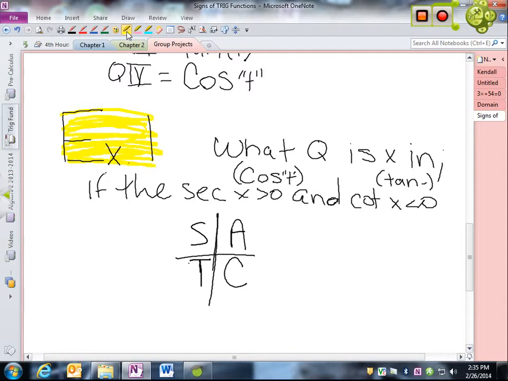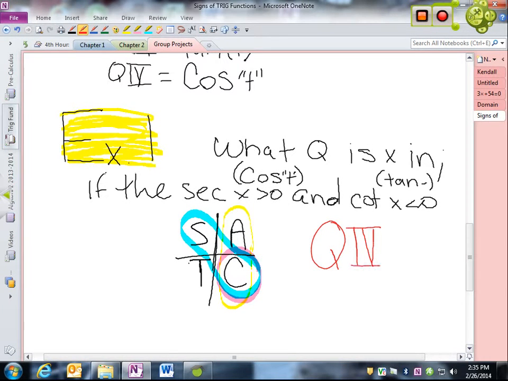So, how do you figure this out? Well, your cosine is going to be positive in quadrants 1 and 4. Your tangent's going to be negative in quadrants 2 and 4. So which one is overlapping? 4. So your answer is going to be quadrant 4.